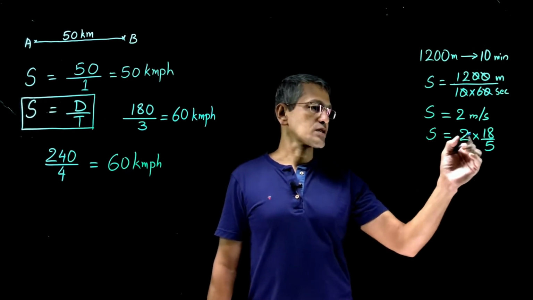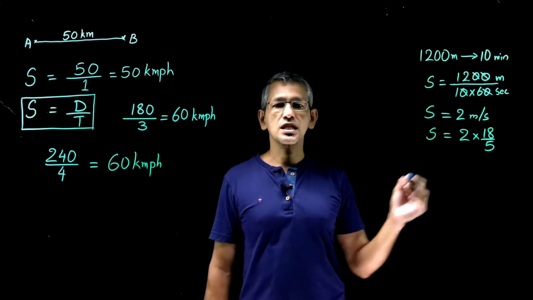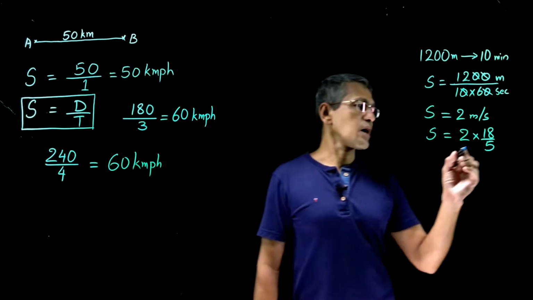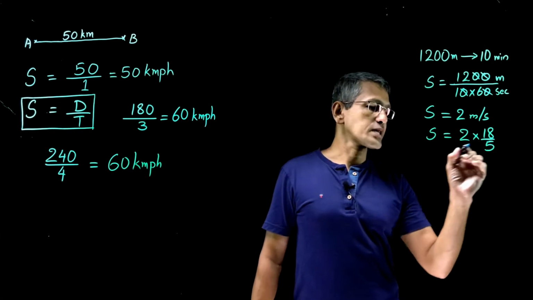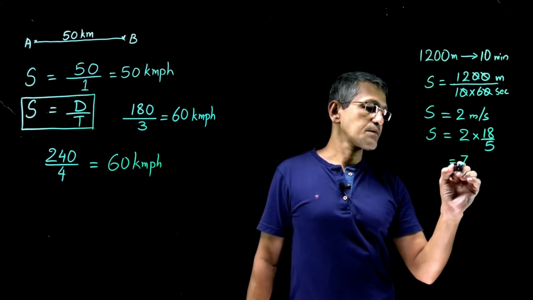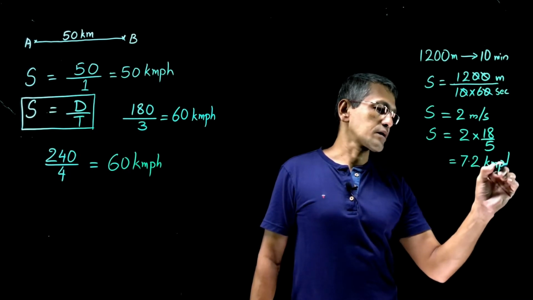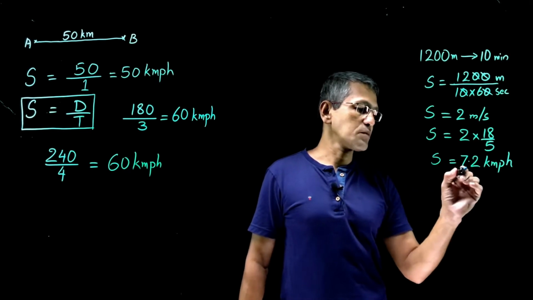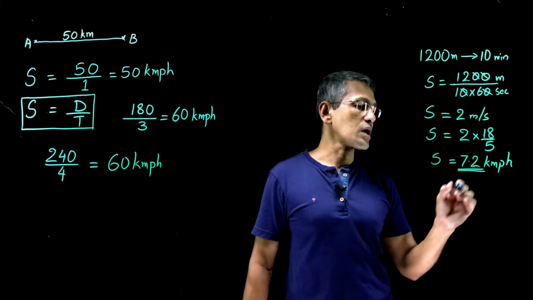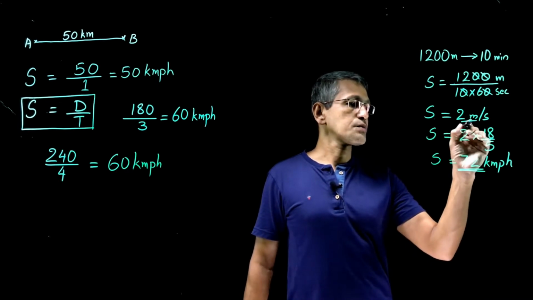So what you get is 18 into 2, 36. 36 by 5, when you solve it, what do you get? 7.2 kilometers per hour. So the speed of this person is 7.2 kilometers per hour. That is equivalent to 2 meters per second.